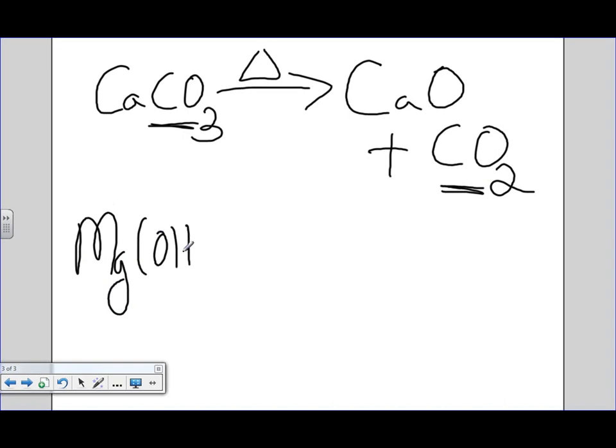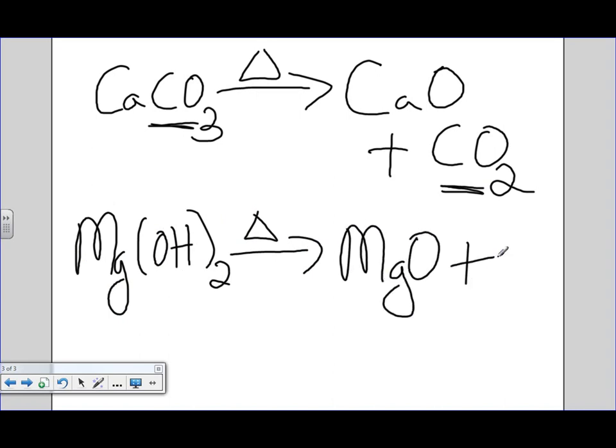So magnesium hydroxide, when heated, will decompose to make the magnesium oxide. But now, instead of the carbon dioxide from the carbonate, we'll actually get water from the hydroxide. So two important examples of what happens when you end up decomposing different compounds.